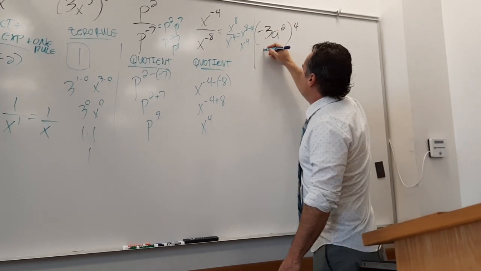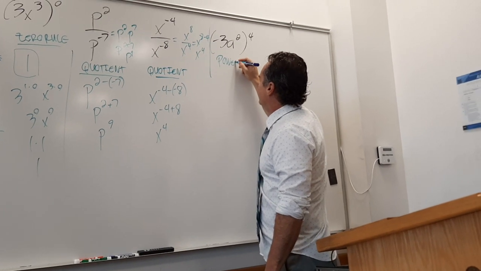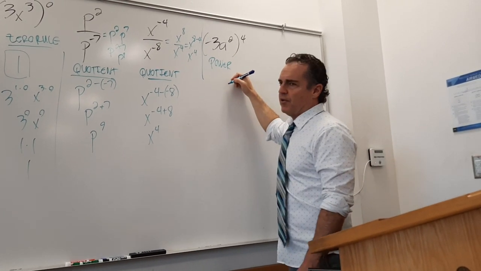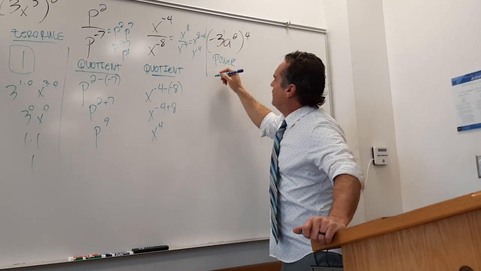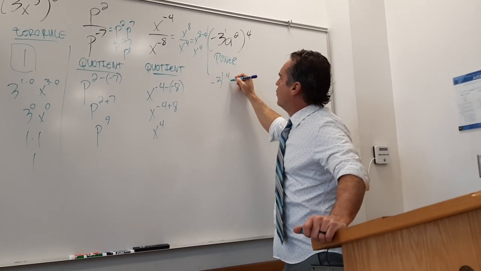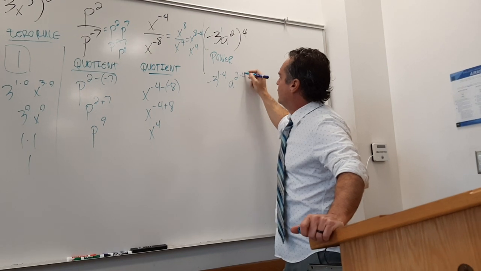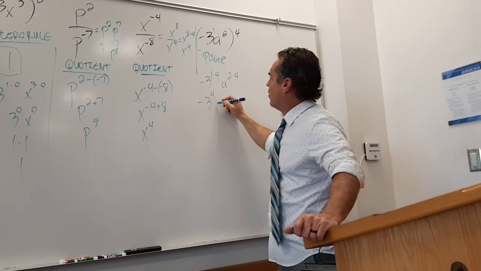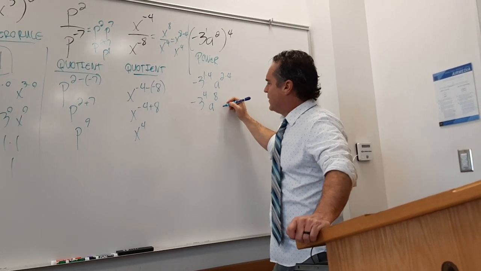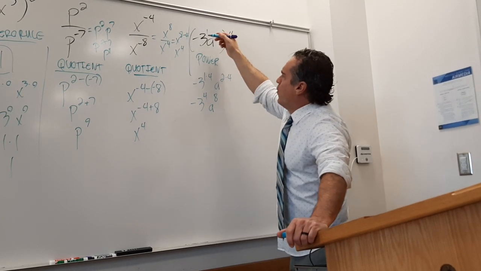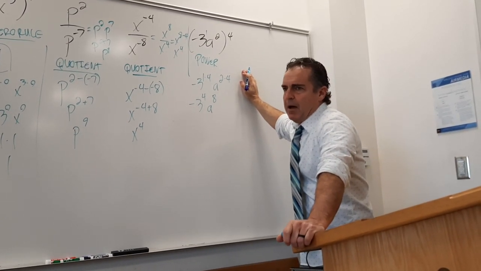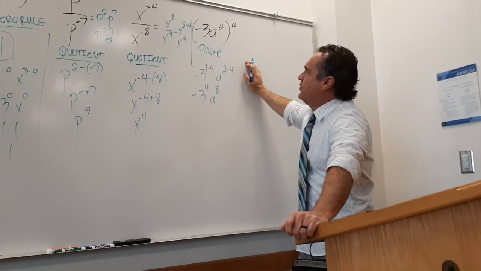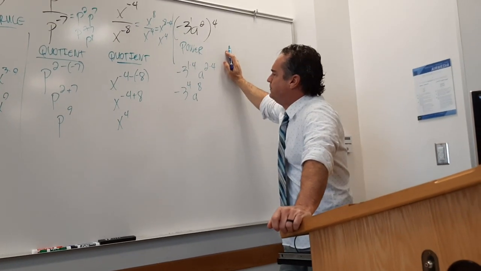This problem right here is the power rule. It says that everything in the parentheses receives the power. Please look at this. This is going to be negative 3 to the 1 times 4 and a to the 2 times 4, which makes negative 3 to the 4th, a to the 8th. Now, if you forgot to bring the 4 to the 3, that's something you've got to be on top of for the test because everything in the parentheses receives the power, including the coefficient.